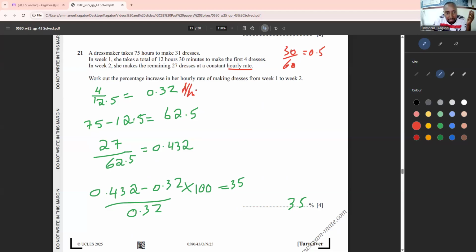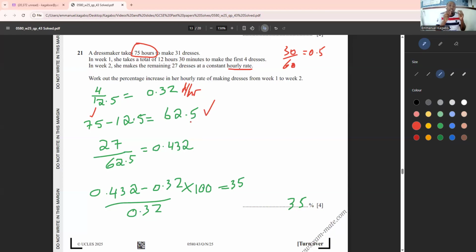Okay, is that okay? Now, he spent how many hours in total? 75. But in the first week, he spent 12.5. So I get 75 minus 12.5 gives me 62.5. Now, these are the hours spent in the second week.